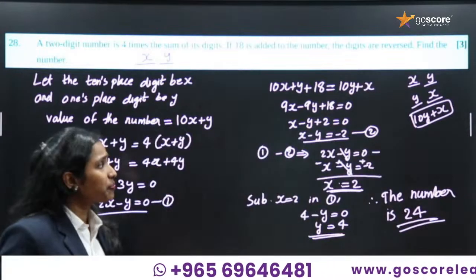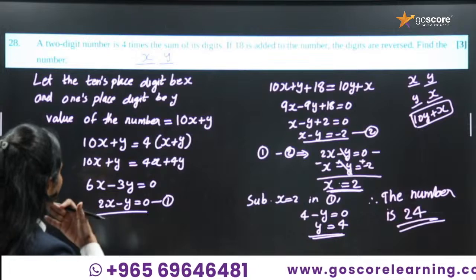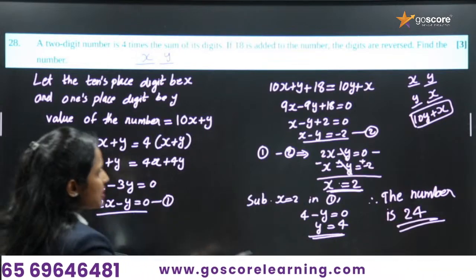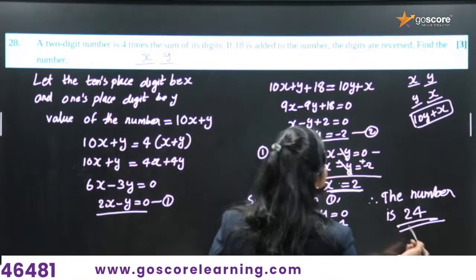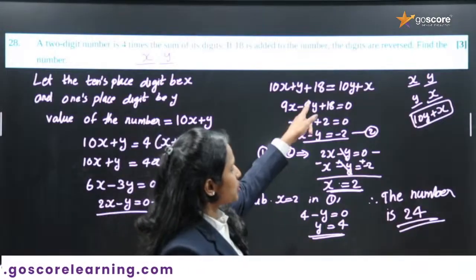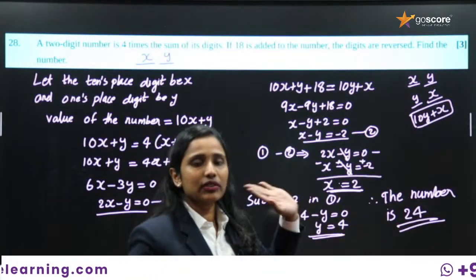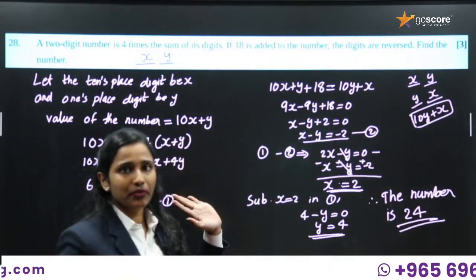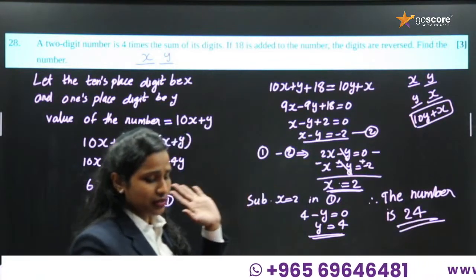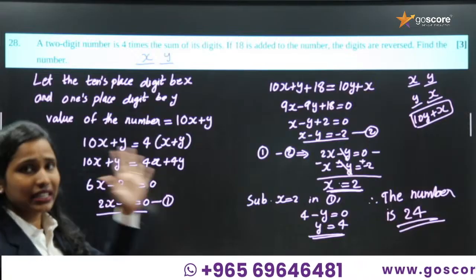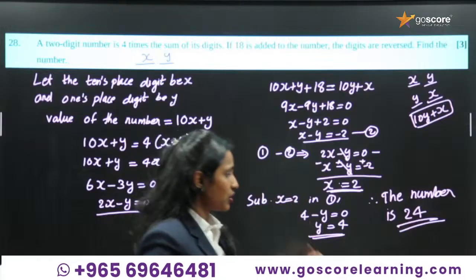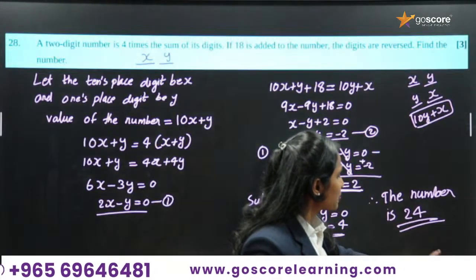We can check it here also. 24, 4 times x plus y. 4 times x plus y is 2 plus 4, 6. 4 times 6 is also 24. And when 18 is added to 24, you will be getting 42. So everything is okay for the answer. You can check all the answers for this type of questions, that means our linear equation questions. You can check whether the answer is correct or not by putting all those values in the question.